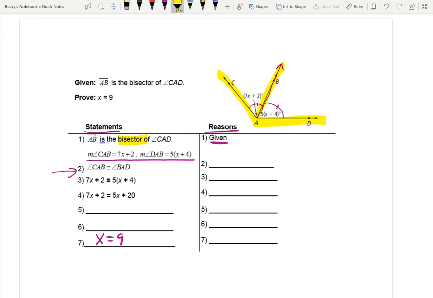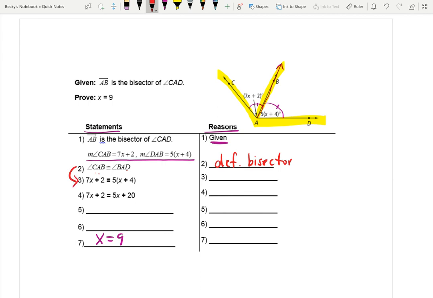How do I know that? Well, they gave us a big clue. They told us it's the bisector. So if I bisect this angle CAD, it forms these two smaller angles. So this is the definition of bisector. So again, if they give you a big blaring vocab word, know that you're going to apply that within your proof. It's usually the next step.